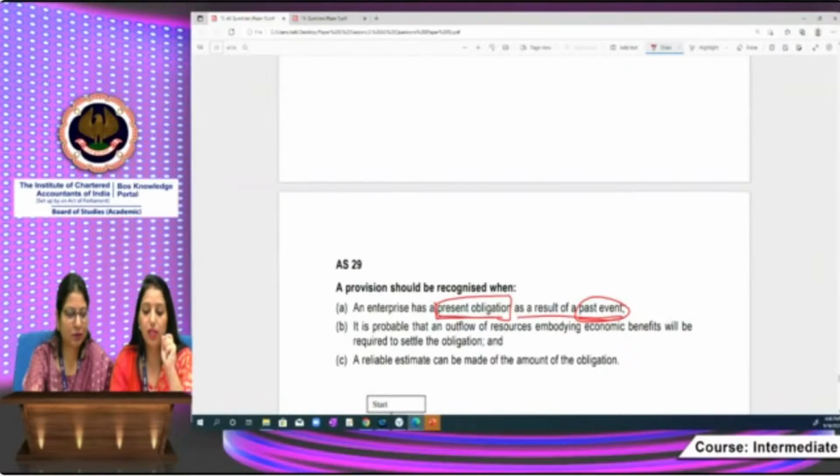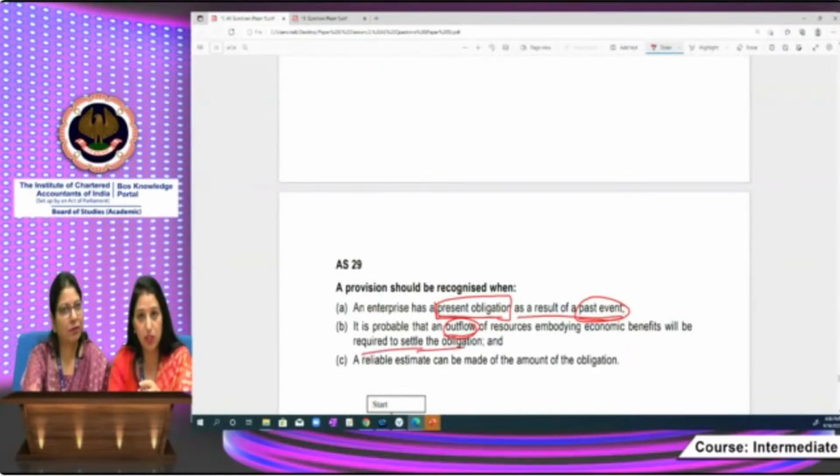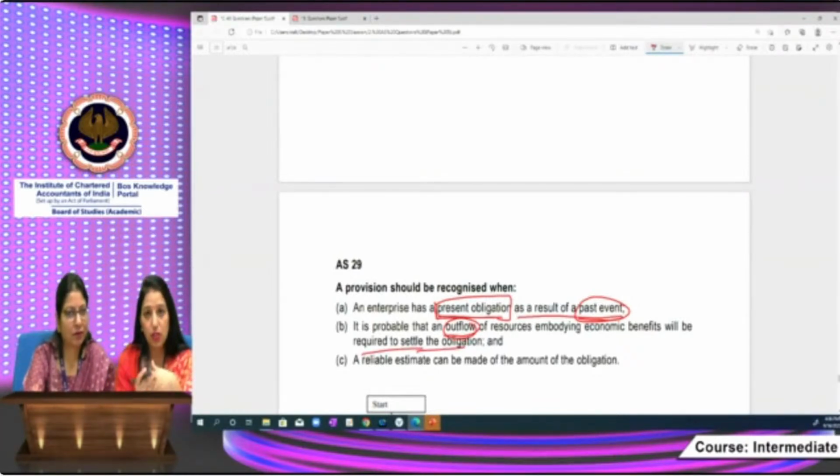The second one is, it is probable that an outflow of the resources embodying economic benefits will be required to be settled. That means outflow. Outflow is required to be settled for this obligation, the present obligation which is generated due to the past event. The third one is, reliable estimate can be made for the amount of the obligation.